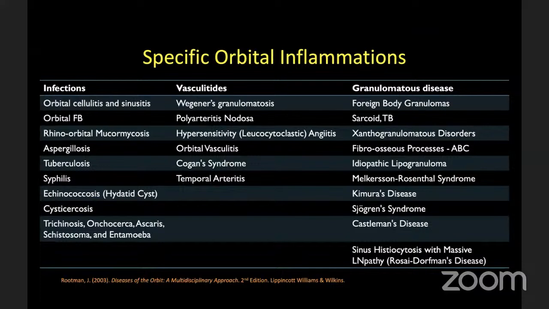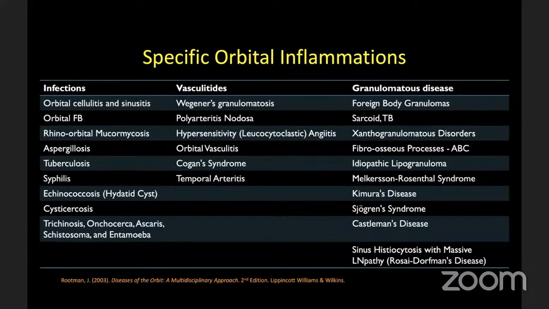So this was just to give a brief idea. When we speak about specific, it can broadly be divided into infections and vasculitis, under which we discussed Wegener's granulomatosis. There is a long list of inflammatory pathologies that happen, and also there are granulomatous diseases. But today, like foreign body granulomas, sarcoids, tuberculosis, xanthogranulomatous diseases, Sjogren's disease, Castleman's disease, and also Rosai-Dorfman, which is actually a sinus lymphadenopathy, which can have extranodal involvement where orbits can be affected.